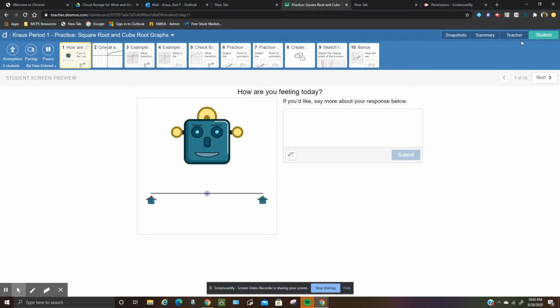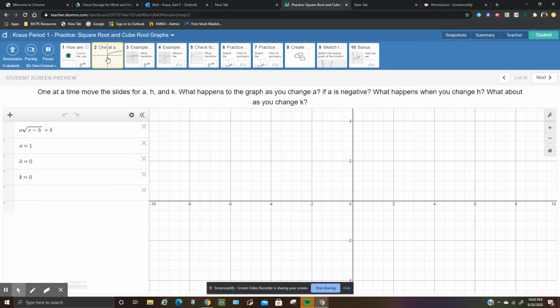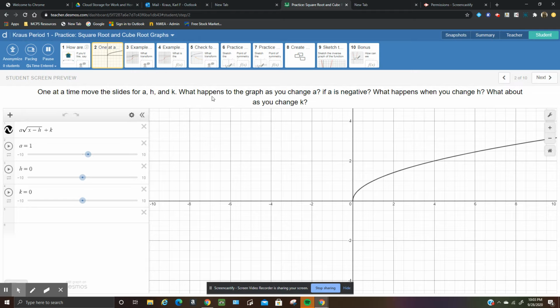Let me get on the student preview here. So I'm gonna slide this along here. However you're feeling, and if you want to add something to that. All right, so one at a time, move the sliders H and K. What happens to the graph as you change A? If A is negative, what happens when you change H? What about K? We covered this last week, just a review here.